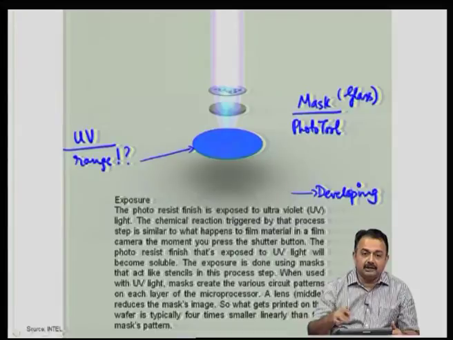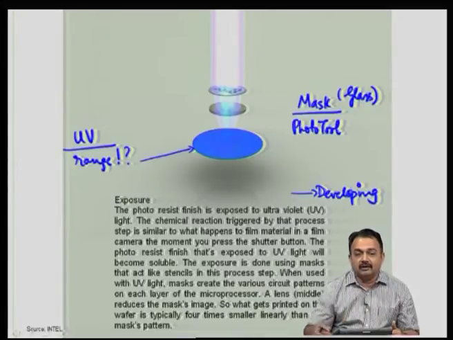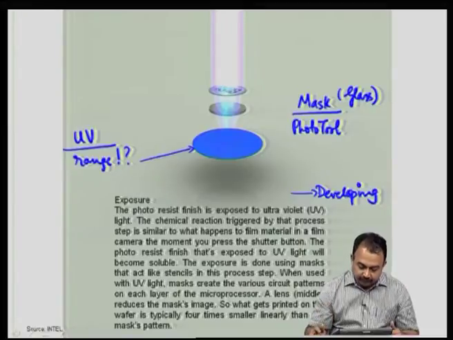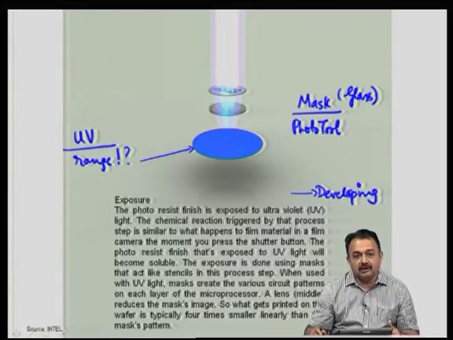So, there can be multi layers, 4, 5, 8 poly layers, and each of them requires a different mask, and each requires different exposure operations and developing operations to realize the circuitry. Now, as you can see from this picture, there will be a lens which will reduce the mask's image.